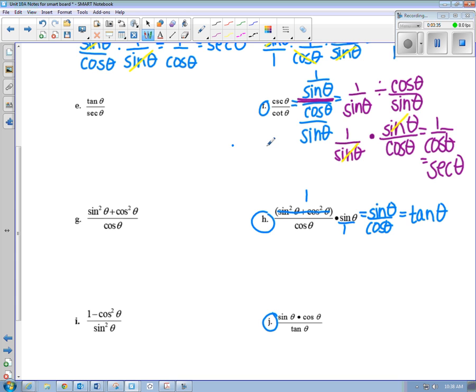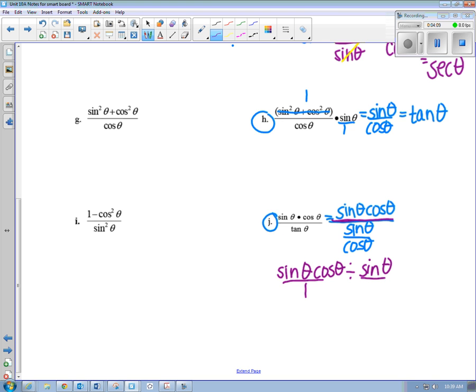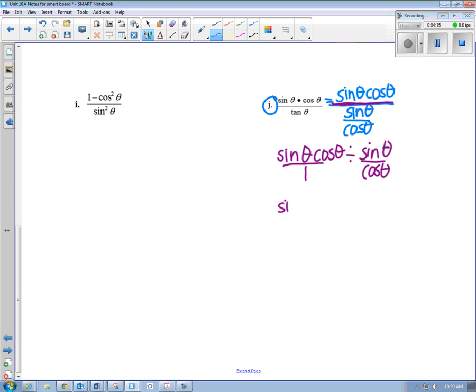And then for question J, on this one, on the top I have sine theta cosine theta. On the bottom it's tangent, which is sine theta over cosine theta. And I'm going to do the same thing here. I'm going to treat that fraction bar in the middle like a division. So that means I have my first fraction of sine theta cosine theta, what's in the top, which is really over 1, being divided by sine theta over cosine theta. I'm going to turn the division into multiplication and do the reciprocal of the second fraction.